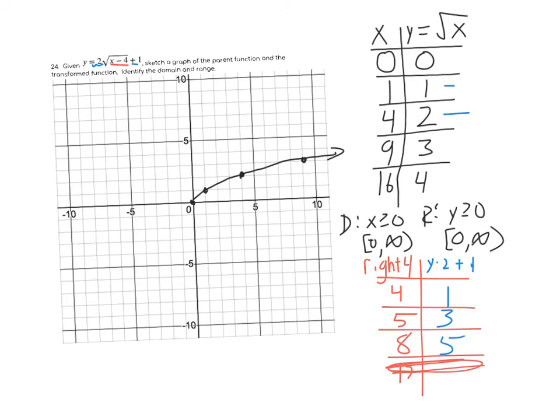Let's graph those new points. 4, comma 1 is going to be here. 5, comma 3, and then 8, comma 5. So we'd be starting here and going like this. My domain here would be that we're going from 4 to infinity, and then my range would be that we're going from 1 to infinity.